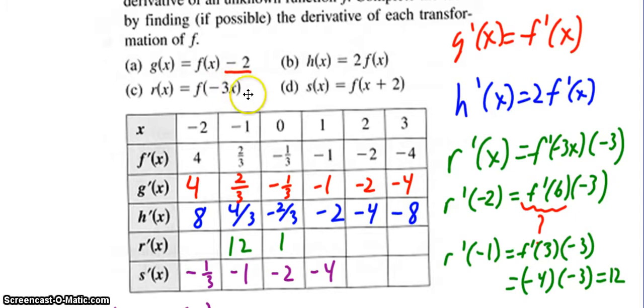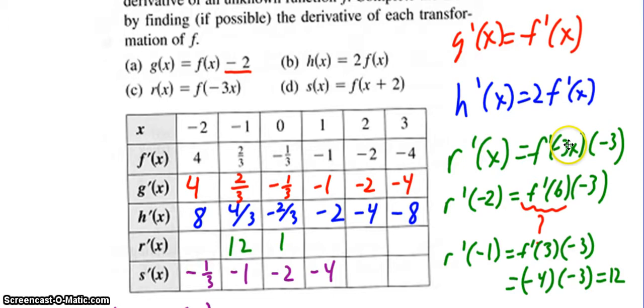So here I have to do the chain rule. So r prime of x is f prime of -3x times -3. If I plug in, for instance, -2, then this becomes f prime of 6. But I don't know f prime of 6, so I can't do that. If I plug in -1, then this becomes f prime of 3, and I know f prime of 3 is -4, and then times -3, so that's how I get 12.